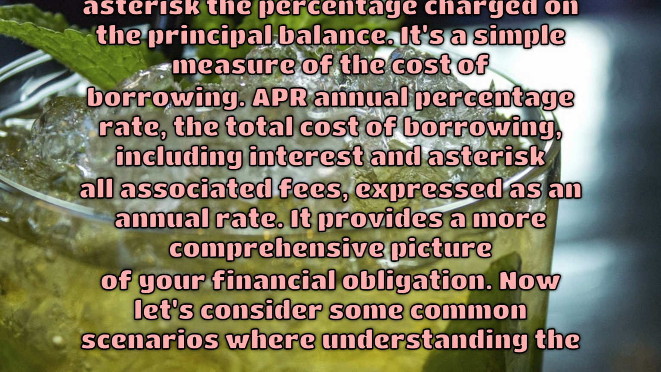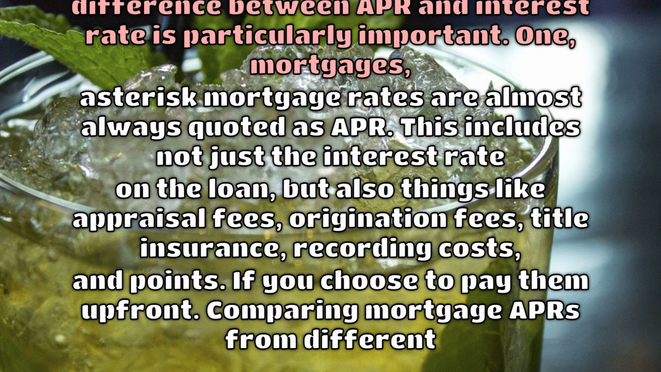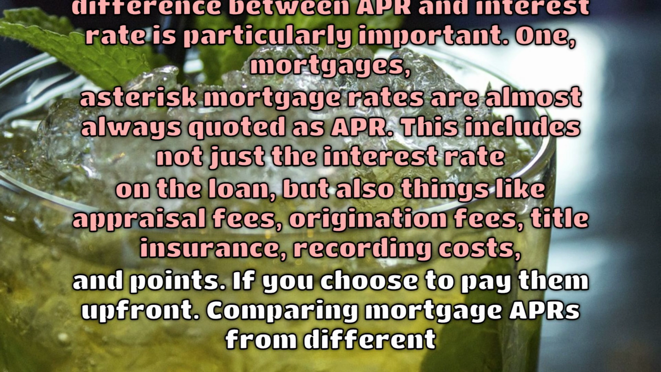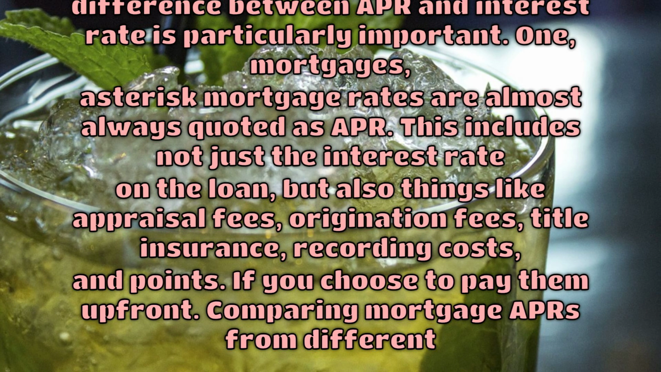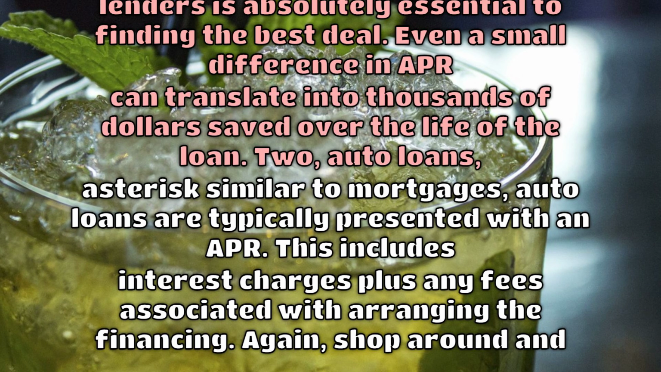Now let's consider some common scenarios where understanding the difference between APR and interest rate is particularly important. 1. Mortgages: mortgage rates are almost always quoted as APR. This includes not just the interest rate on the loan, but also things like appraisal fees, origination fees, title insurance, recording costs, and points, if you choose to pay them upfront. Comparing mortgage APRs from different lenders is absolutely essential to finding the best deal. Even a small difference in APR can translate into thousands of dollars saved over the life of the loan.